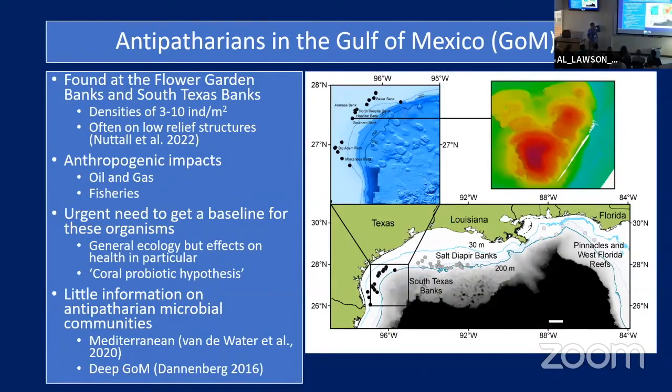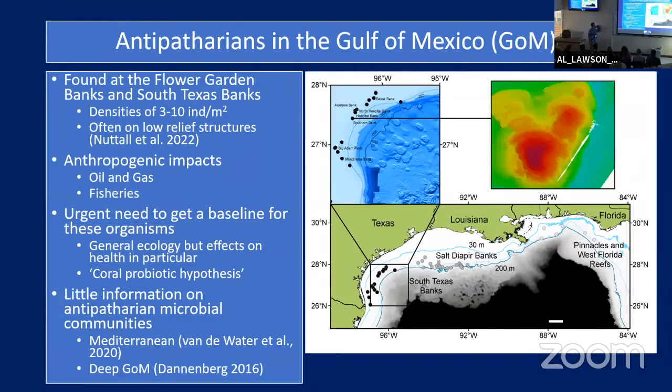So my study area is the Gulf of Mexico, in particular the South Texas banks, which are the black dots here, zoomed in on this map. You may also know the flower garden banks, which are probably more famous than the South Texas banks, but the banks are also just as important as the flower gardens. So Antipatharians are found throughout the Gulf of Mexico in a very broad depth range, but we're going to focus on Antipatharians found in the Mesophotic zone, which is between 30 and 150 meters.